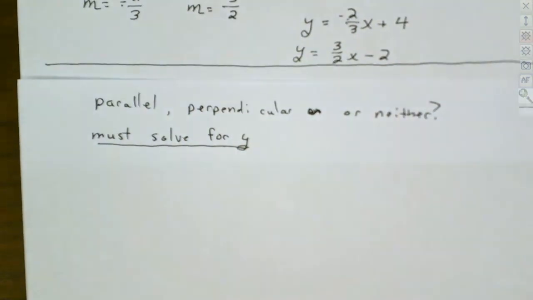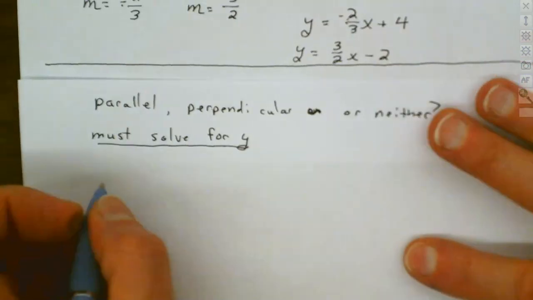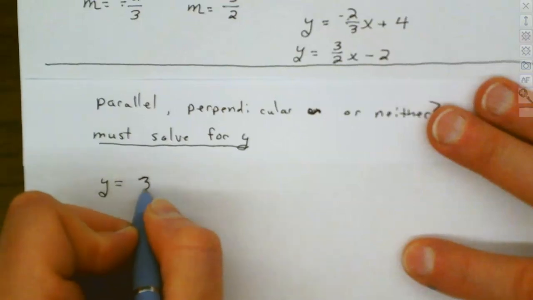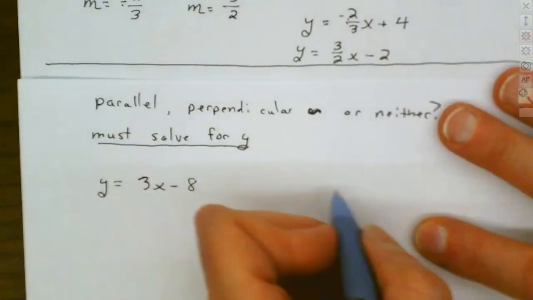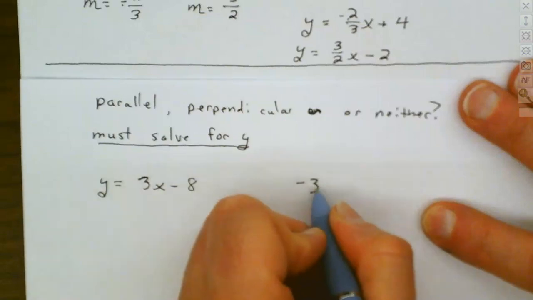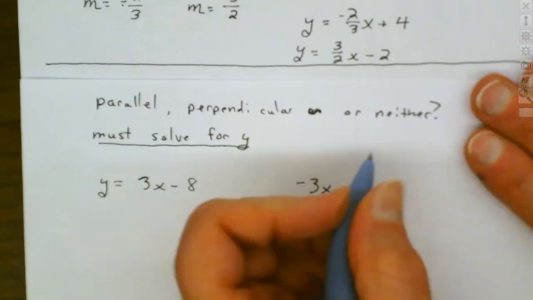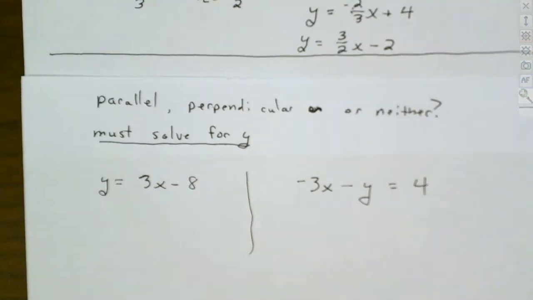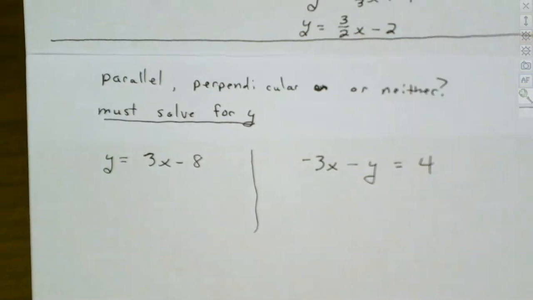Now, sometimes they might already be solved for y. But if they are not, then you have to do that. So this one's going to actually be already solved for y. Here's the other one. This one is not. So are these lines going to be parallel, perpendicular, or neither? We've got to solve it for y to see.